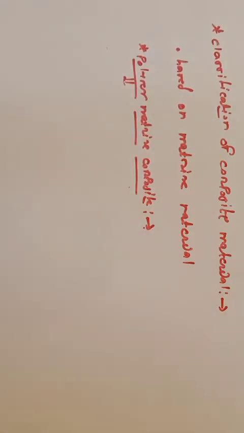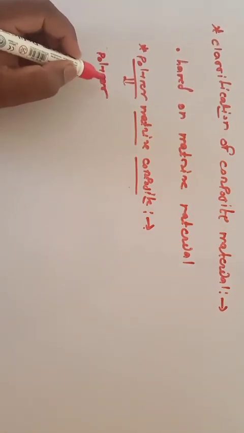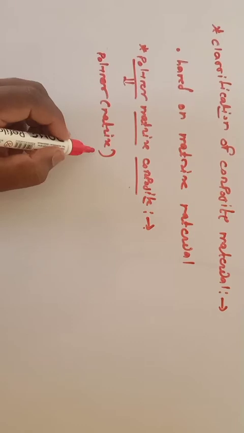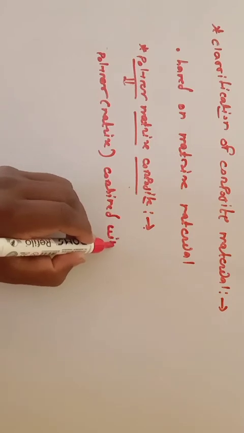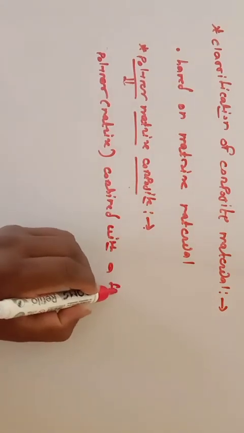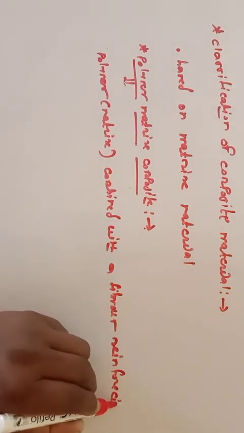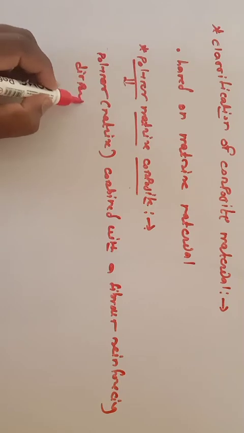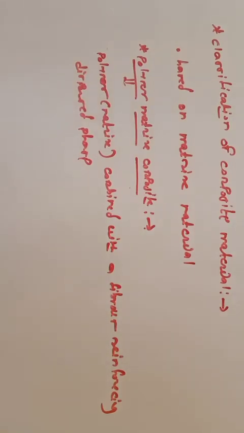So in this polymer matrix composite, the polymer is your matrix material, and it is combined with a fibrous reinforcing material. Reinforcing material is also called the disperse phase. So polymer is your matrix, combined with fibrous reinforcing disperse phase.